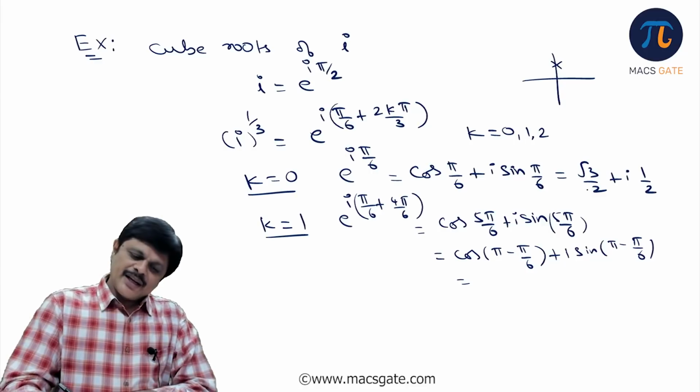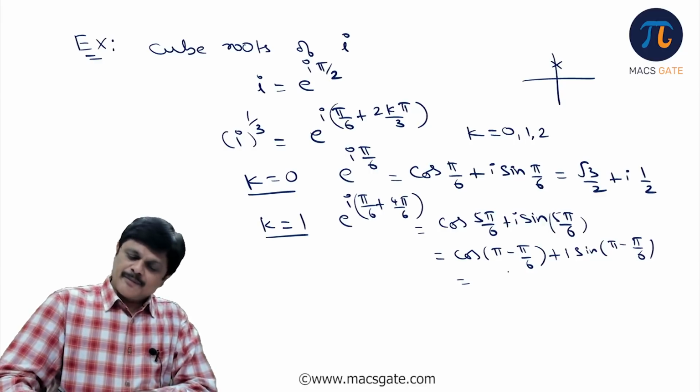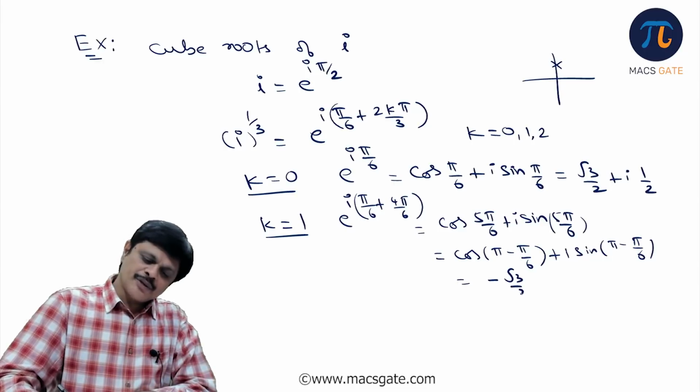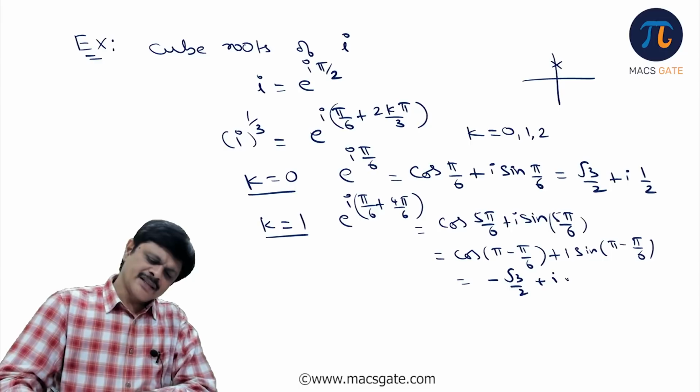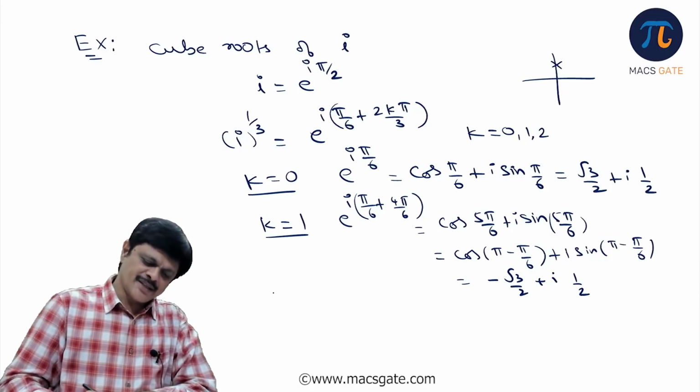Cos pi by 6, we already know cos pi by 6, what, sir? Root 3 by 2. But in second quadrant cos is negative, so you get minus root 3 by 2. And this sign will remain positive only in second quadrant. Sine pi minus pi by 6 means sine pi by 6. So the answer is 1 by 2. So this is the answer for k is equal to 1.